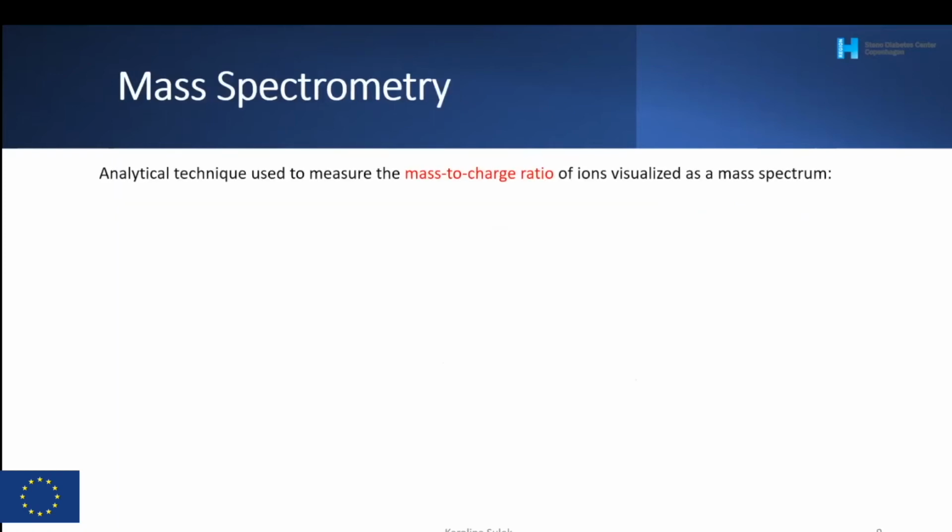What is mass spectrometry? As it says, it measures mass, but it's not really only the mass of the molecule. We actually measure the mass-to-charge ratio. And what does it mean? Why is it mass to charge and not just mass?